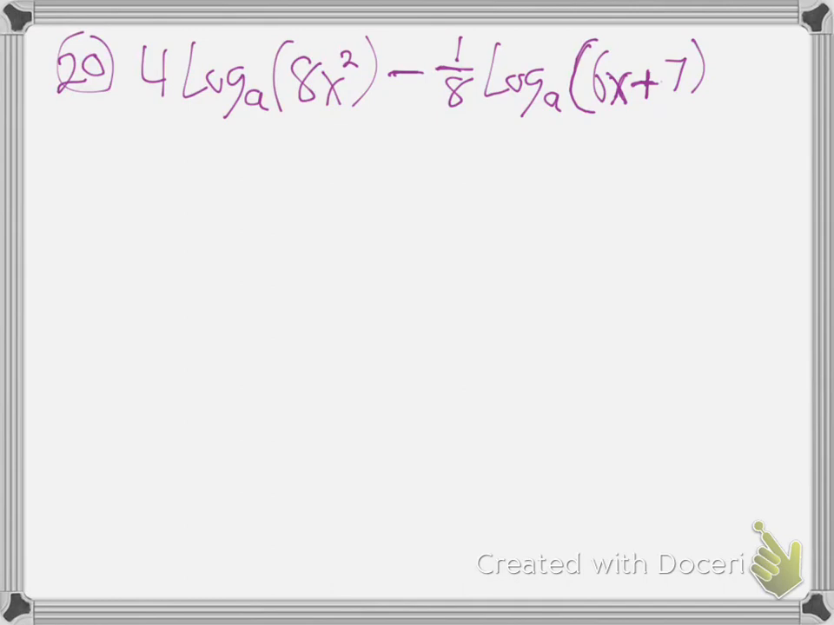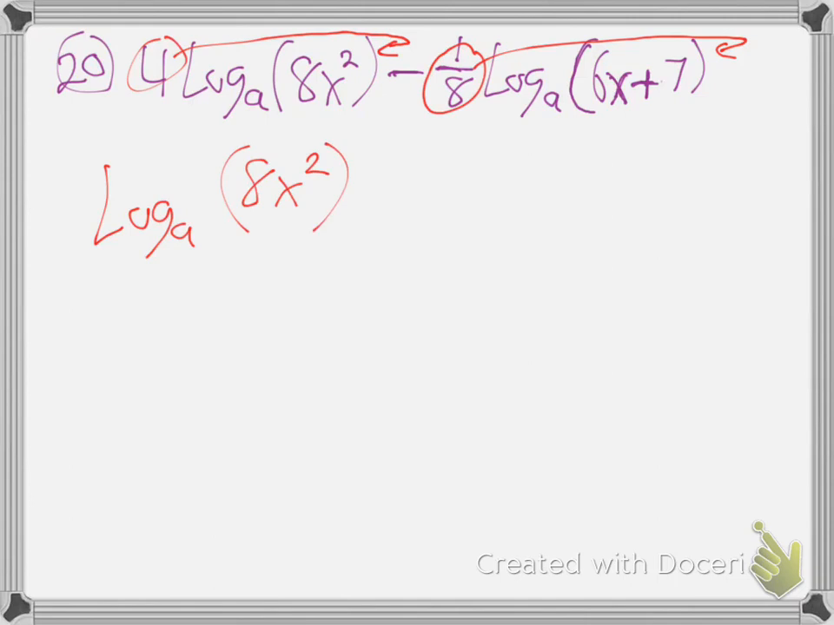Let's make that one log. Again, when the 1/8 goes down, it turns into an 8, doesn't it? Because you're going to divide. So that 1/8 will become the power. Numbers in the front become the power up there, and the same thing with the 4, so it's root. So log base a of 8x squared to the 4th over 6x plus 7 to the 1/8.